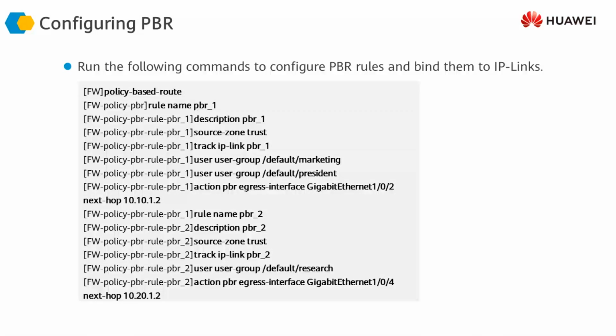So here is how we implement policy-based routing. We configure a policy-based route by using the policy-based route command, and in this policy-based route we configure two rules with certain conditions. There is rule name PBR1 and then we have rule name PBR2. These are the two rule names which we configure one by one.